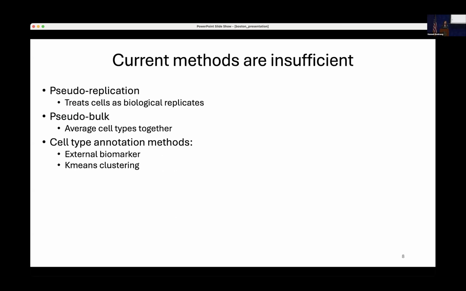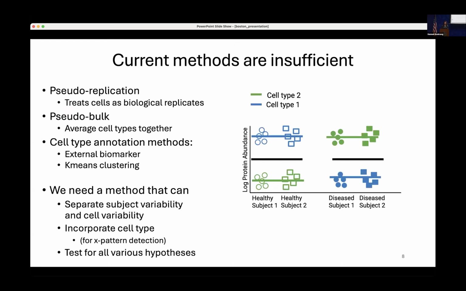So this is what people are currently doing. They're currently trying pseudo-replication, where you treat each cell as a biological replicate, and they're trying pseudo-bulk, where you're averaging all cell types together. Also, for annotating the cell type, there are two methods being used. One, you can use an external biomarker, or you can use k-means clustering. What we need is a method that separates subject variability and cell variability, incorporates the cell type, and allows us to test for the various hypotheses I just mentioned.